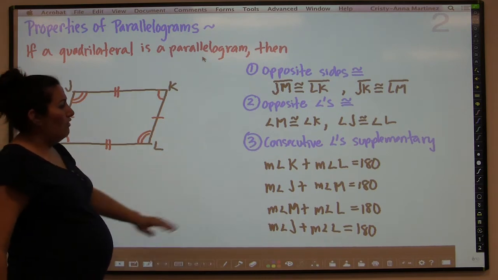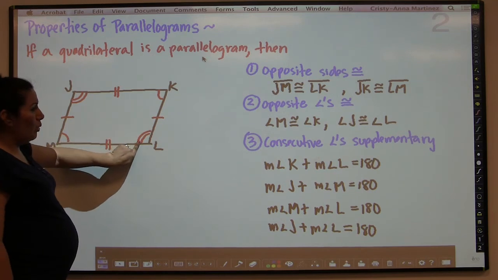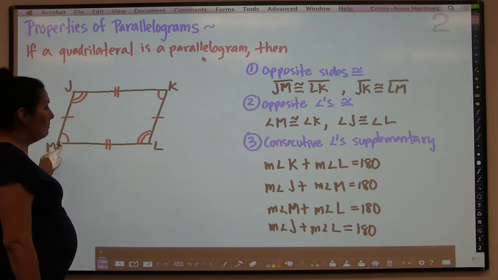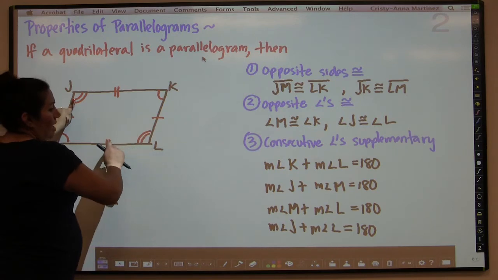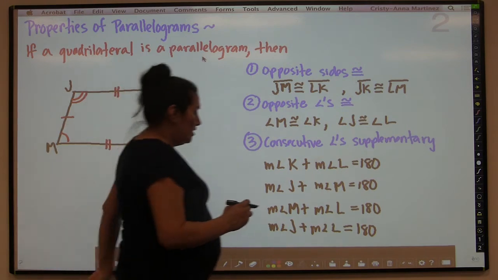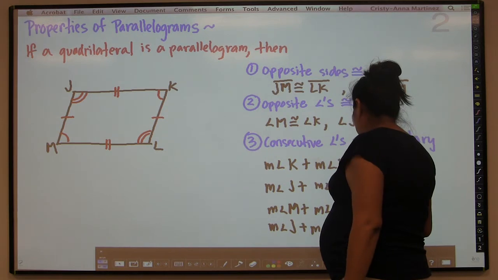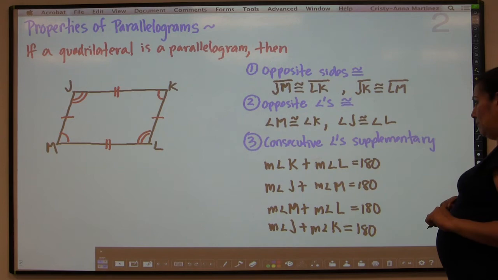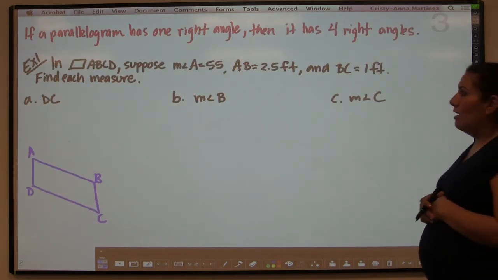So I've written here all of the four possible scenarios. It means that the measurement of angle K and L will equal 180, or that the measurement of angle J and M equal 180. Also, you could have M and L equal to 180, or J and... Did I put J and L there? I should have put J and K. So this piece right here should say K. My bad. All right? So basically all the consecutive angles are supplementary, which means that their measures add up to 180.